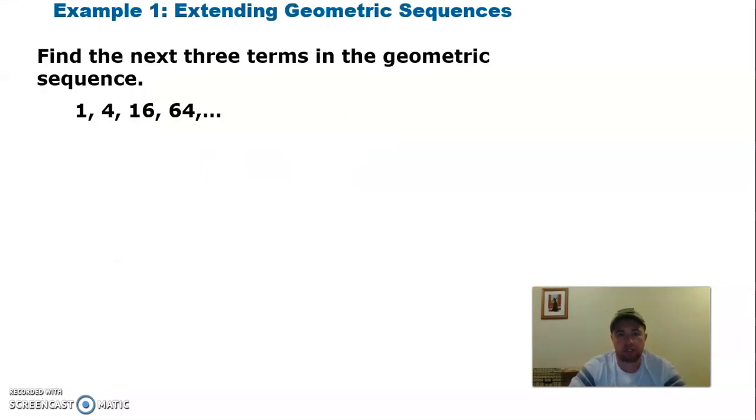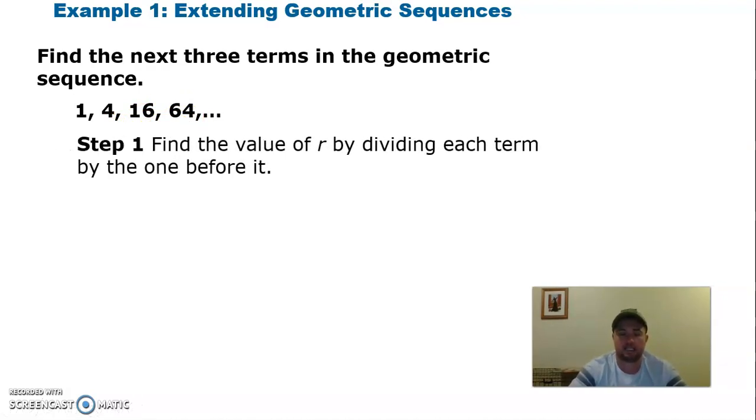So, we're going to look at example number 1, extending geometric sequences. Let's find the next three terms in this geometric sequence. So my first term is 1, my second term is 4, my third term is 16, and my fourth term is 64. First thing I need to do is find my common ratio. And remember, I do that by dividing. R is ratio. Ratio means division.